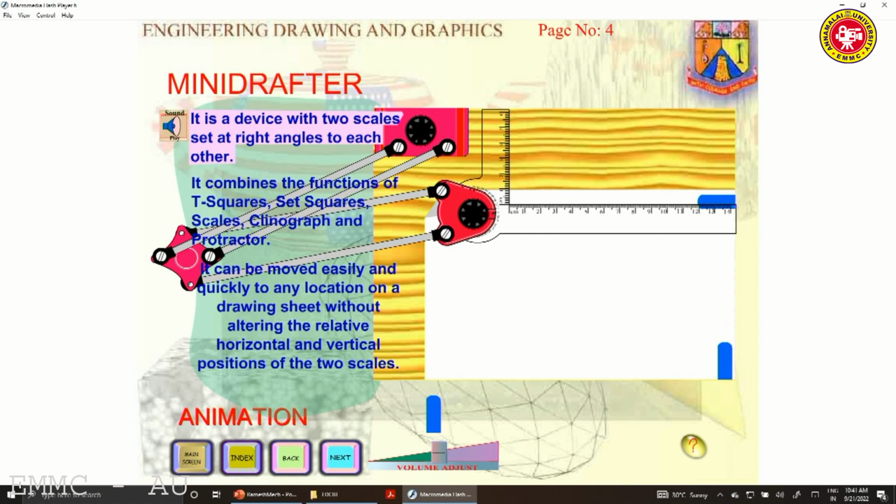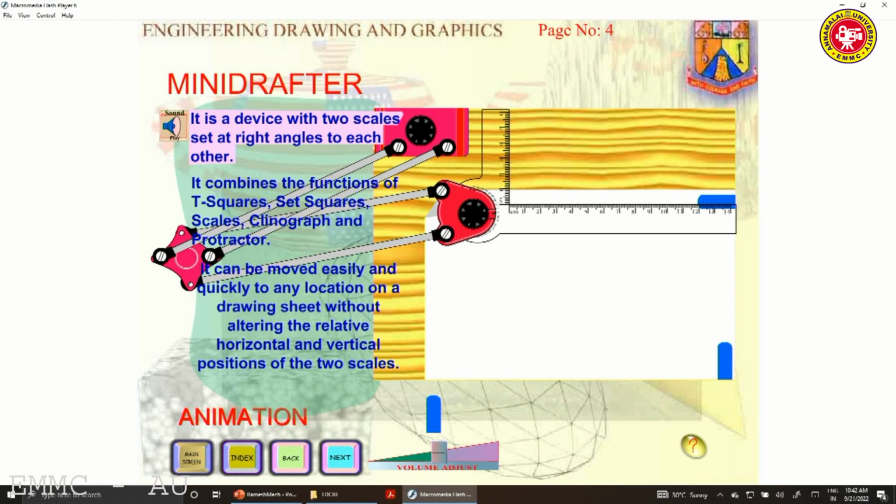Suppose you ask me, sir, for left-handed practice, how do we fix this mini drafter? Sure. For left-handed practice, you must fix the fixed end of the mini drafter on the right side, from right to left, because left-handed people do the drafting on the left side. So on the left side you have no disturbance in creating any objects or drafting. That's why you have to fix the mini drafter properly.